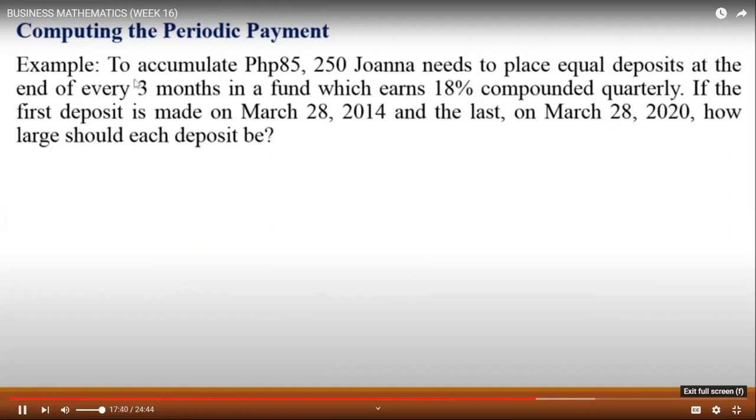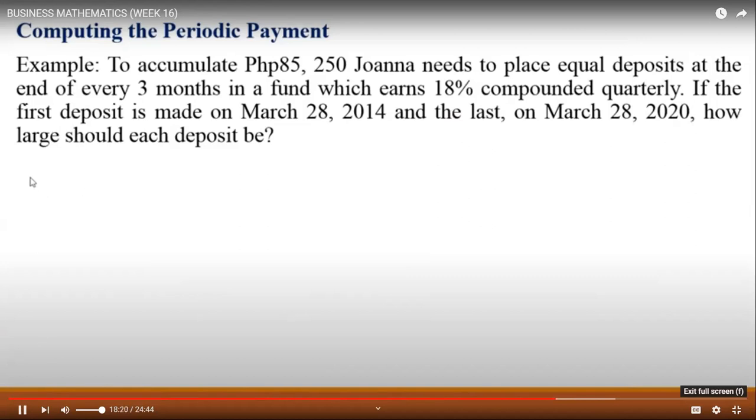So to accumulate 85,250 pesos, Joanna needs to place equal deposits at the end of every 3 months in a fund which earns 18% compounded quarterly. So if the first deposit is made on March 28, 2014 and the last on March 28, 2020, how large should each deposit be? Gaano daw kalaki yung de-deposit niya?